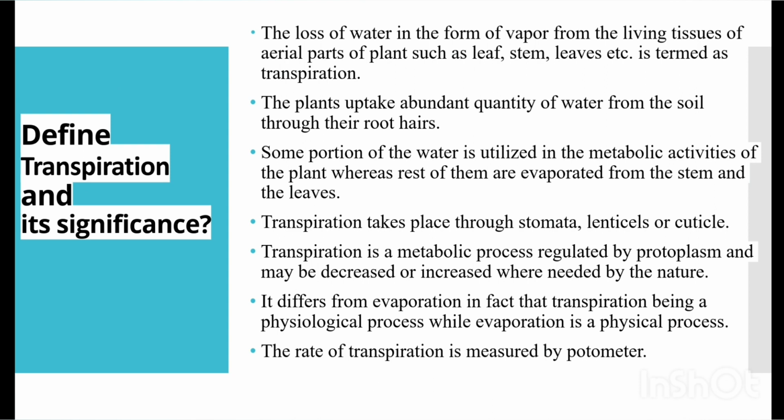The loss of water in the form of water vapor from the living tissue of the aerial parts of the plant, such as leaf and stem, is termed as transpiration. So, the loss of water from the leaf and stem of the plant in the form of water vapor is known as transpiration.